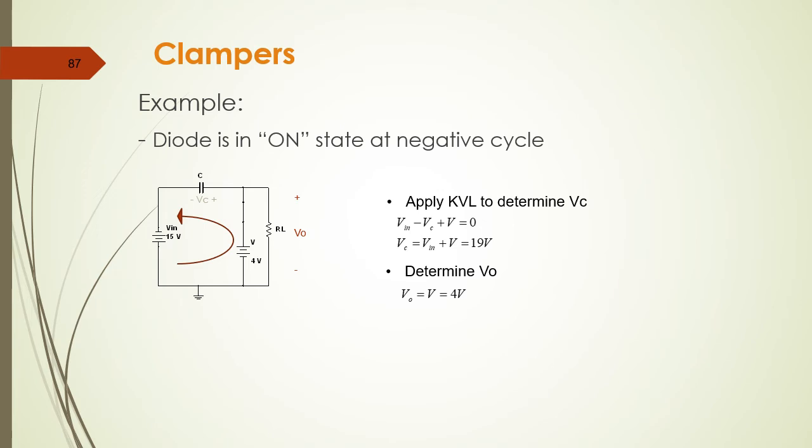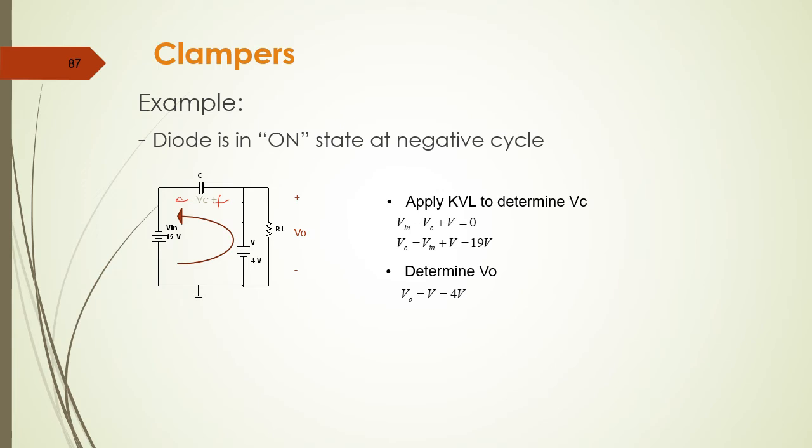So again, same as before, we apply KVL to determine VC. Remember again, VC, this is the sign, this is negative, positive VC. Anti-clockwise, we do the KVL.